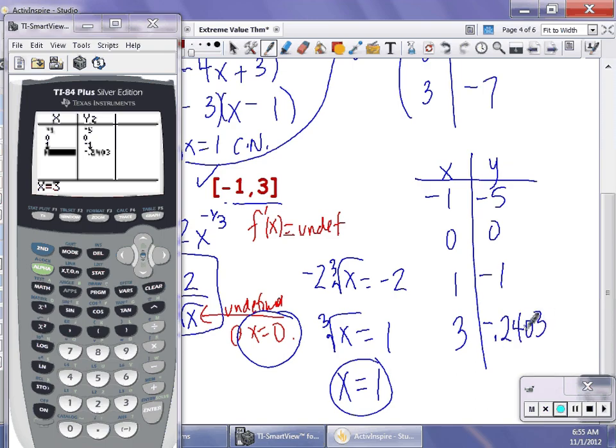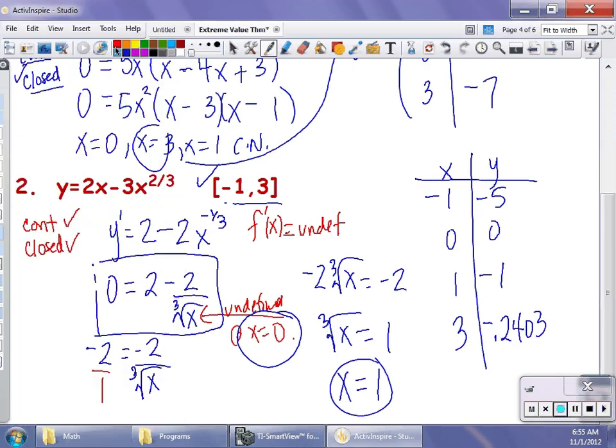0.2403. Now remember, we're looking for the highest y value. The highest or greatest y value occurs at 0. So this is the absolute maximum. The lowest y value is at negative 1. So that's the absolute minimum. And let's take a look at the graph.